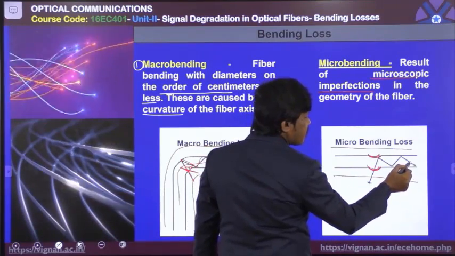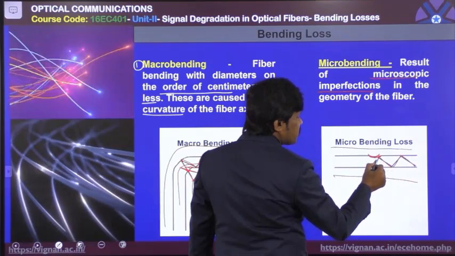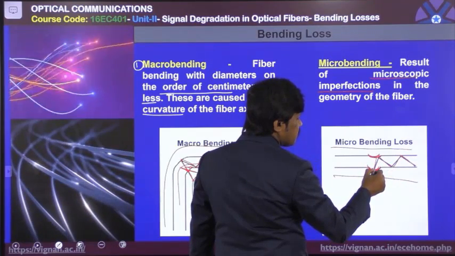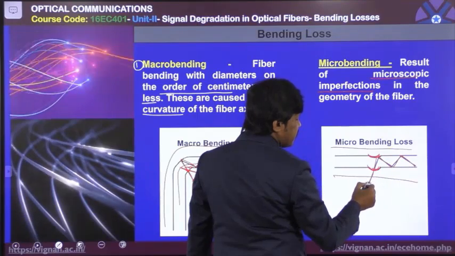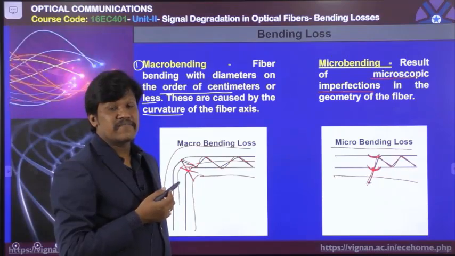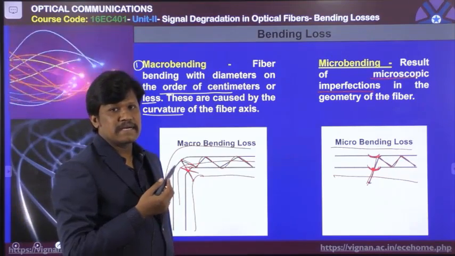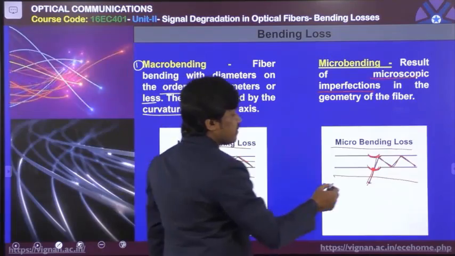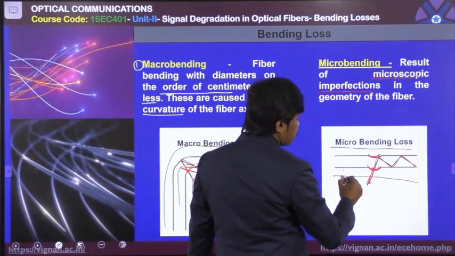The light is traveling through the optical fiber cable with the principle of total internal reflection. At this point again, it will not attain the critical angle condition. For that reason, that light will refract through the cladding medium.